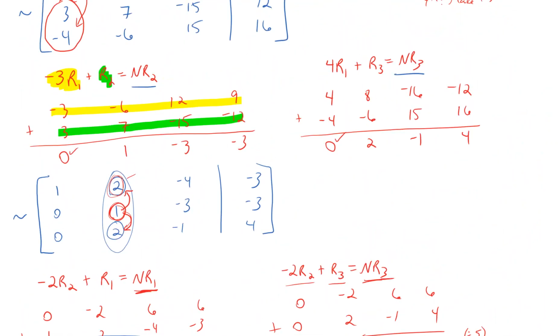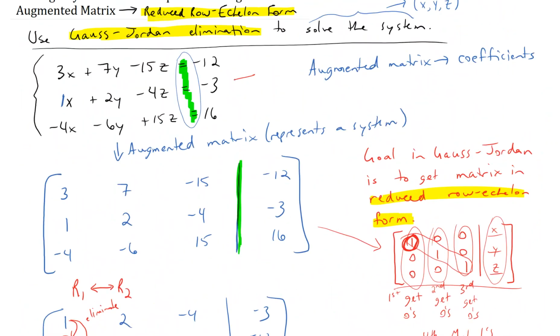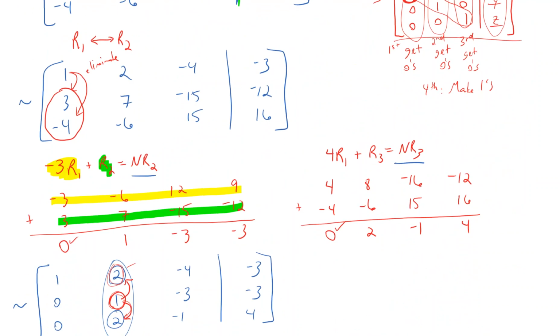This means that these x, y, and z values are the only values that make all three equations in the original system true.